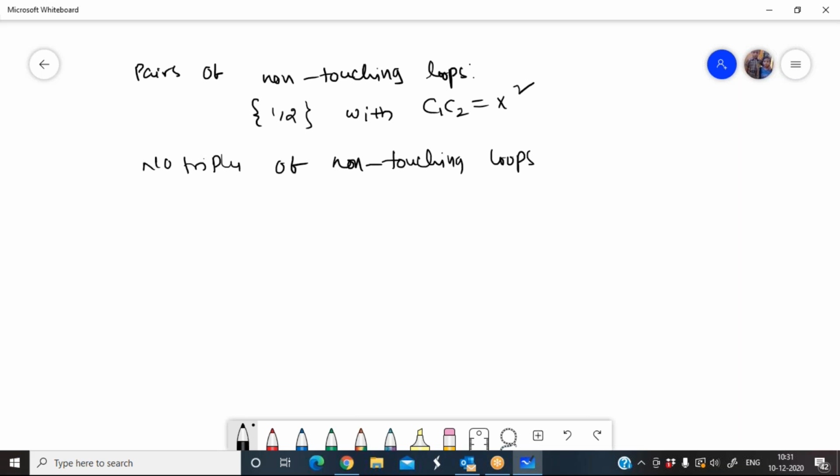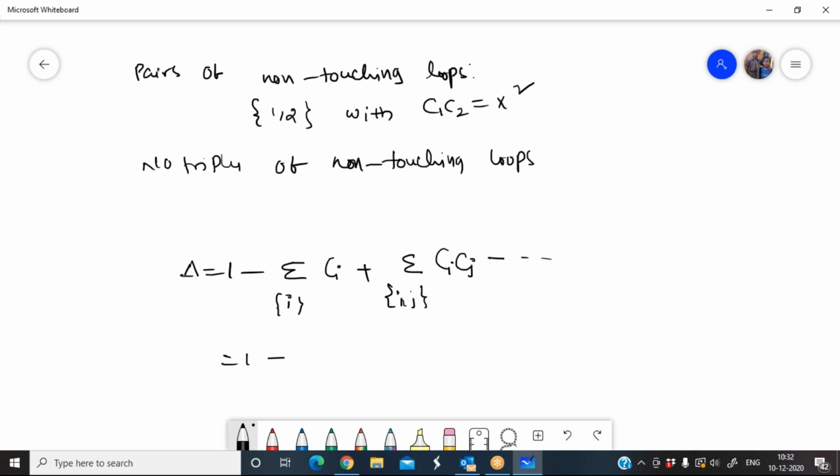Whenever loops are completed, now we can write the formula for delta. Do you remember the formula for delta? Delta is a parameter. We can define delta equal to 1 minus sigma i Ci plus sigma i,j Ci Cj minus, and so on. But here I don't want to write the triples because there are no triples of non-touching loops. Only a pair of non-touching loops is available.